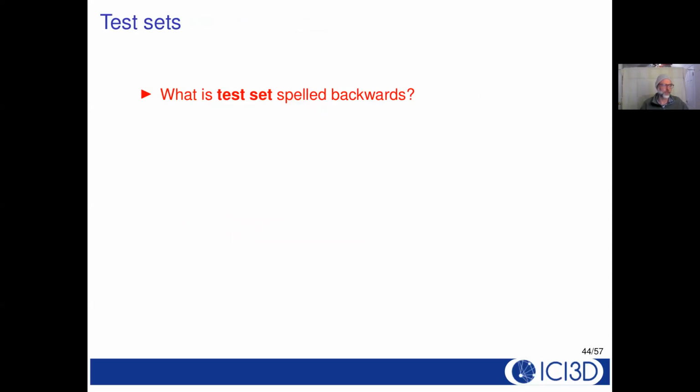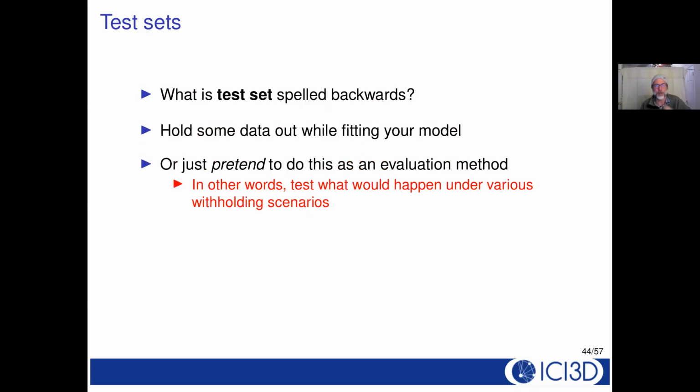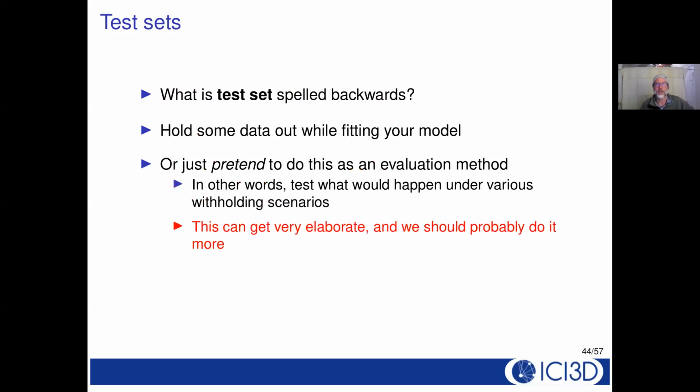I also referred to packaging up your calibration system and testing it. And we do this with something called test sets. The idea of a test set is that you either really, or through packaging and repeating, fit a model to data while keeping some of it out. And then you can look and see how well your model fits data that you didn't use while you were fitting the model.